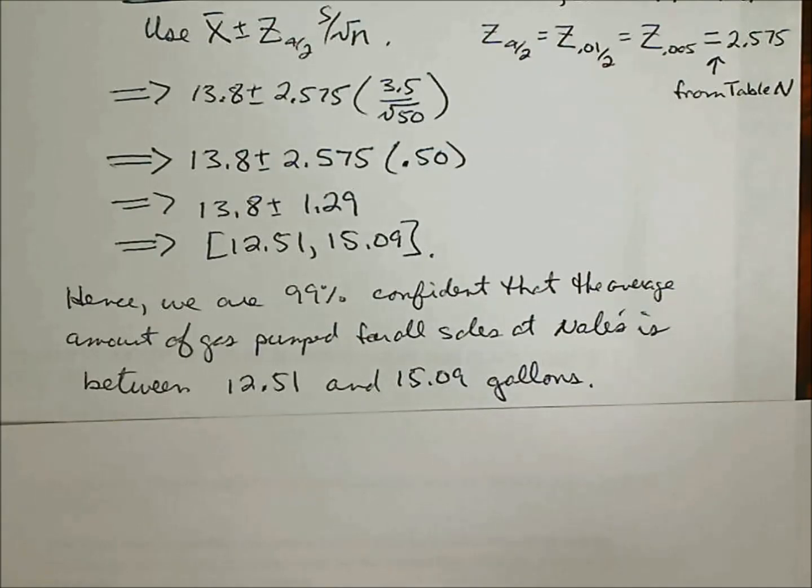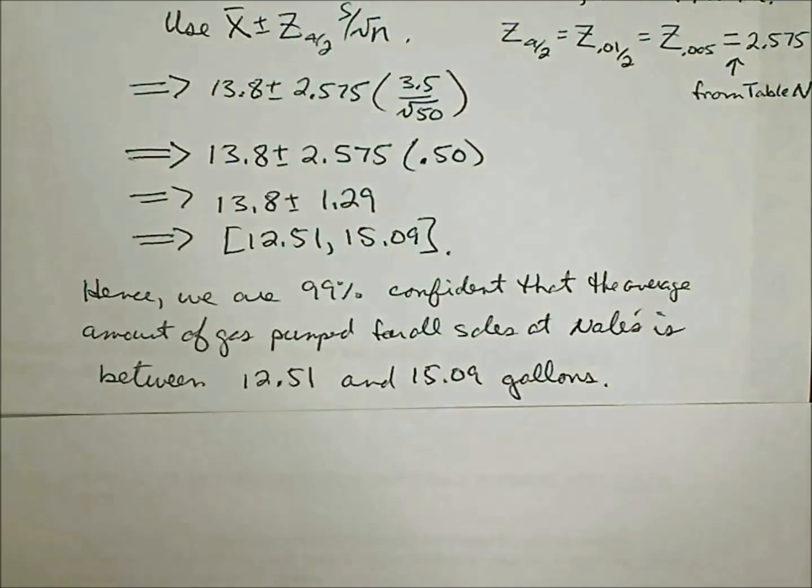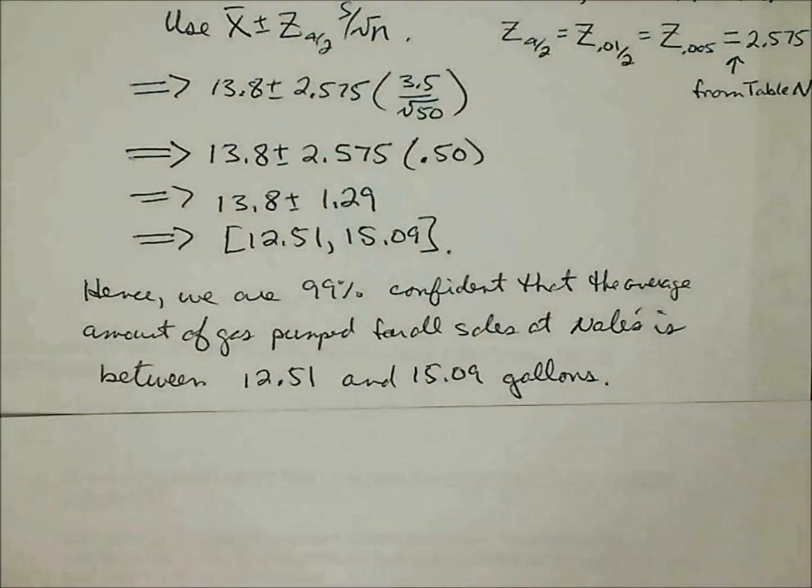14.5 gallons is a plausible value based on the data. On the other hand, if somebody said, well, I think the average amount of gas pumped is 18 gallons, we would have strong evidence against that sort of claim. We think, well, no, the data suggests that the average is between these two values here, and 18 is not in that range. Okay, so that's the interpretation. That's the example for Nail and his gas station. Okay, a hypothesis test and confidence interval there.